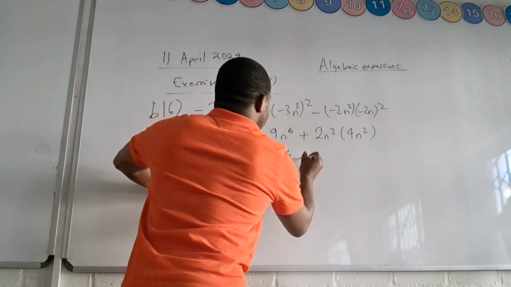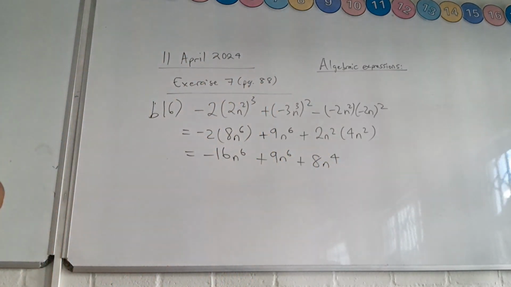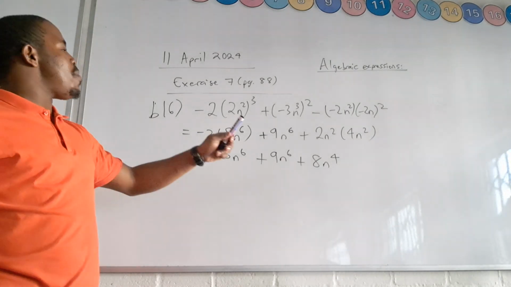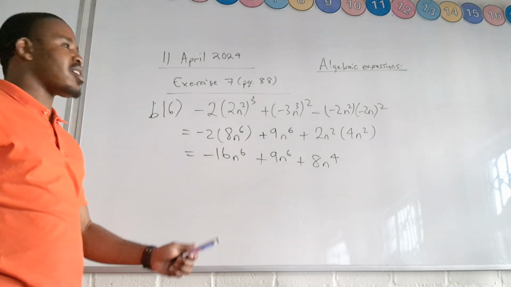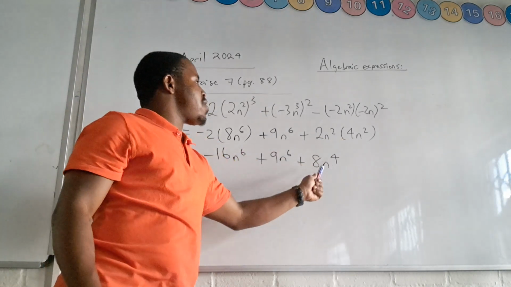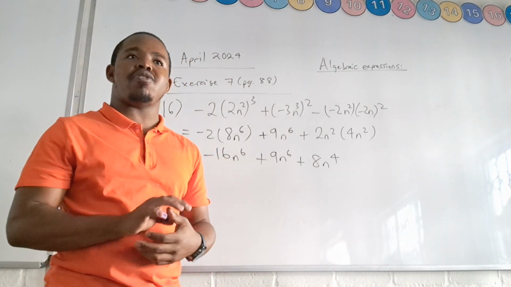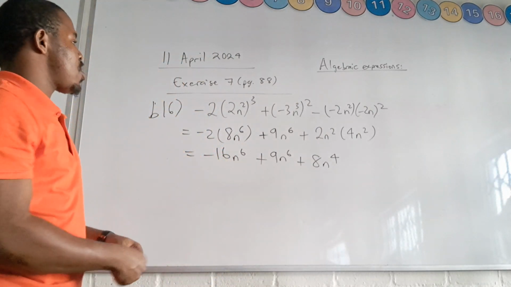Oh wait, I'm actually doing good here. So what happened here? Negative 2 times 8 is negative 16 n to the power of 6. Then we kept the 9n to the power of 6. Then 2 times 4 is 8. n squared times n squared: when you multiply powers with the same base, you add the exponents. So now we have that.